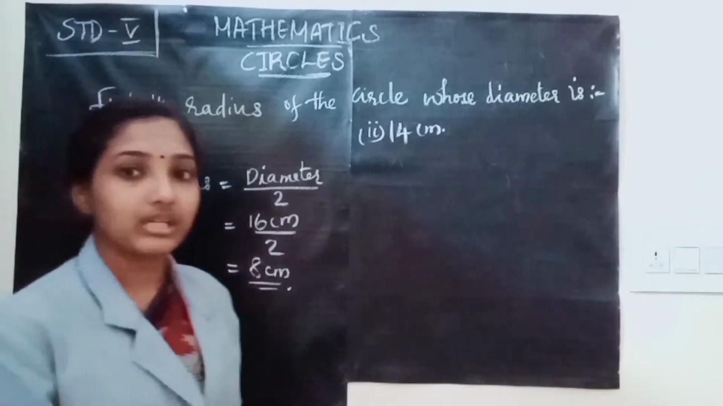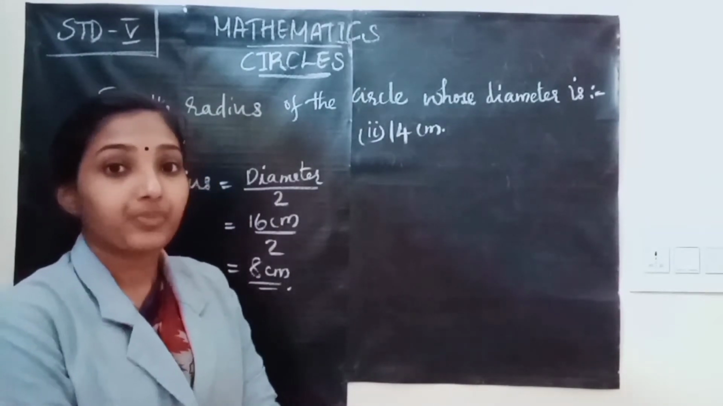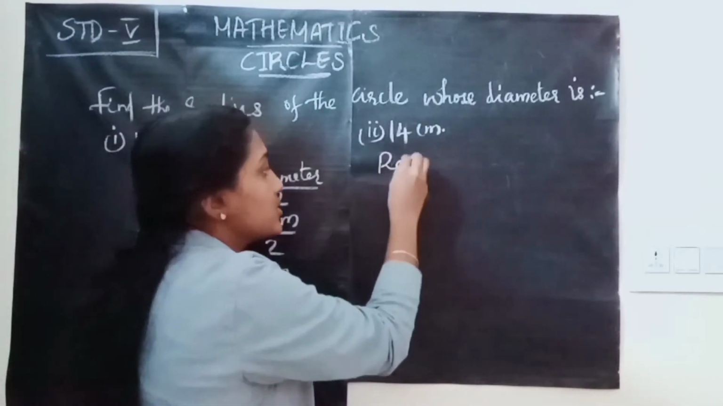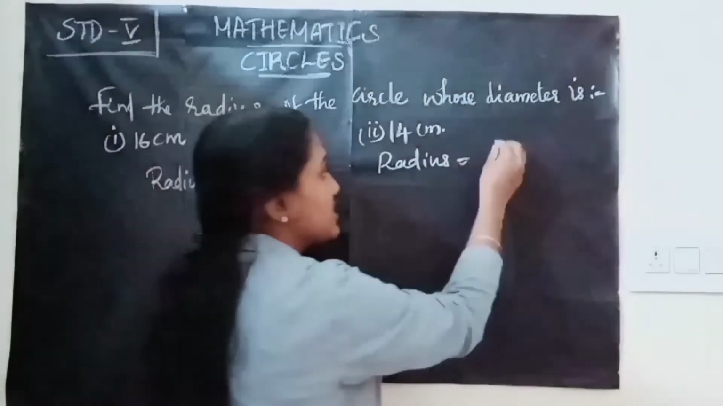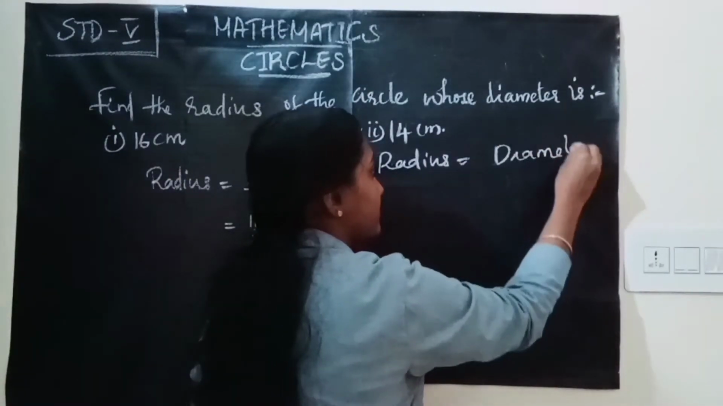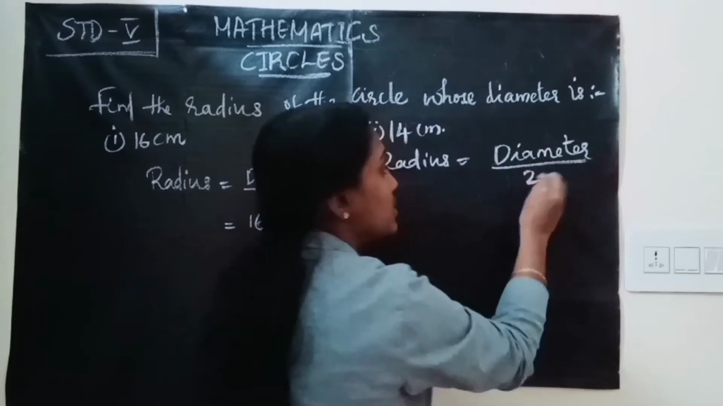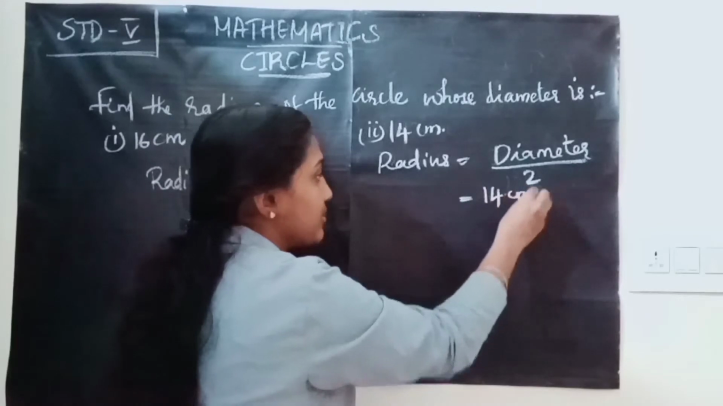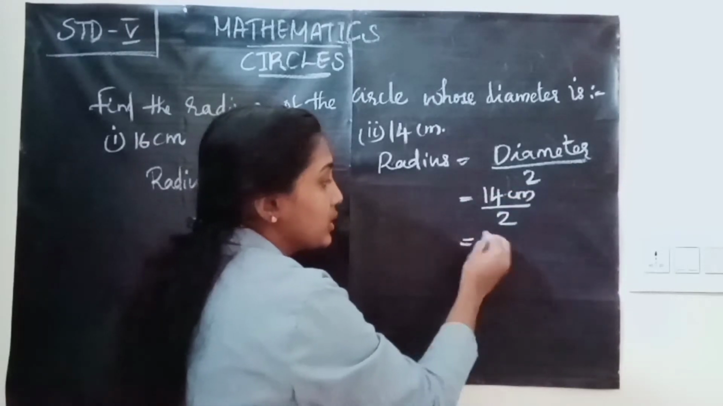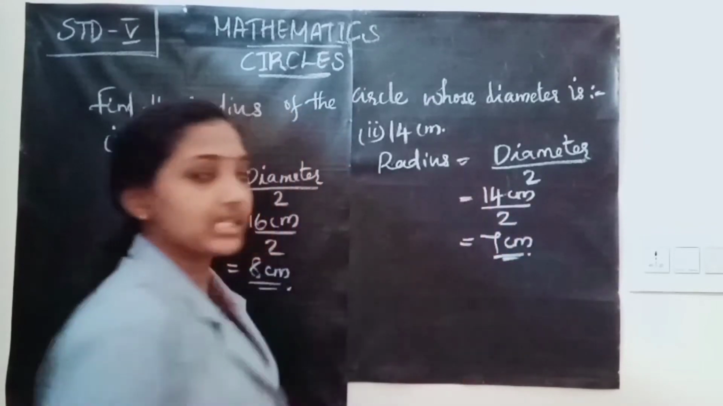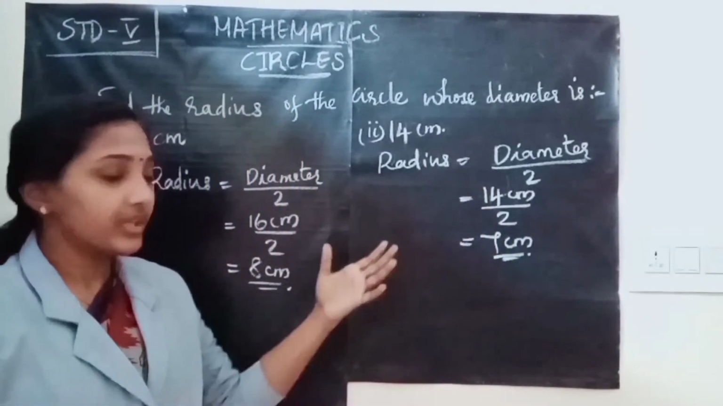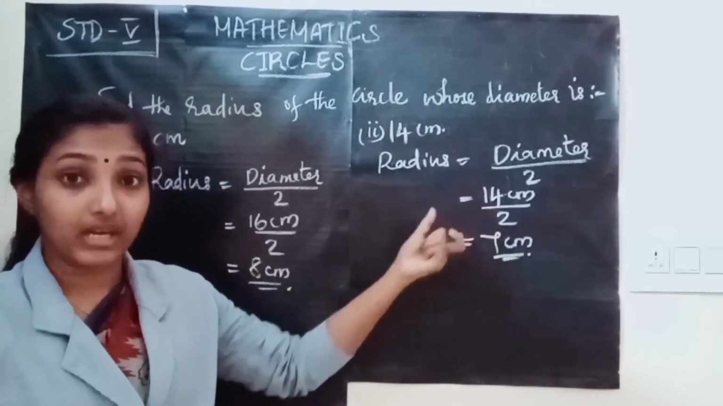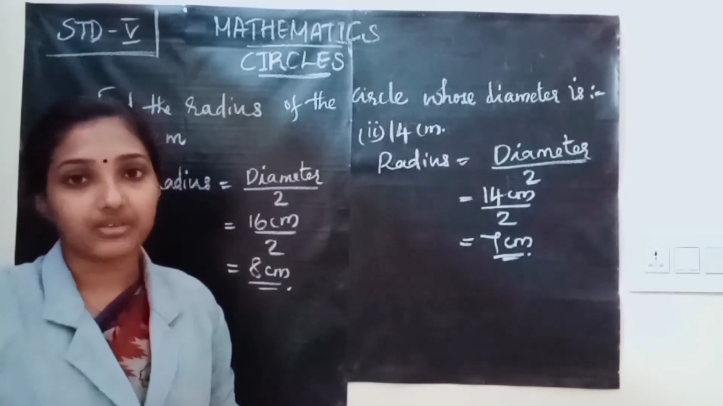Moving on to our next one. Here we need to find the radius, and the diameter is given as 14 centimeter. So to find the radius, we have the relation: diameter divided by 2. And here the diameter is given as 14 centimeter, and 14 divided by 2, we'll get 7 centimeter. So to find the radius, we have the relation: radius is half of diameter, that is diameter by 2 gives the radius.